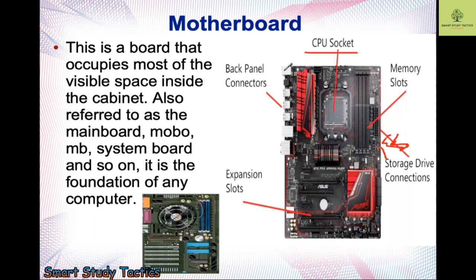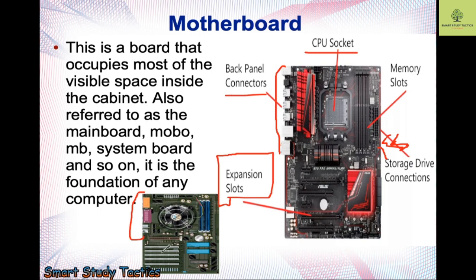Now we have the back panel. This is the backside area of the CPU. When you turn your CPU around, all the cables are connected here. This is the back panel. Okay, and the expansion slots. What is the expansion slot? If you know that, please let me know in the comment section. And if you don't know that, also let me know in the comment section. I will tell you afterwards. Okay, so what is the expansion slot? Okay, these things are clear.